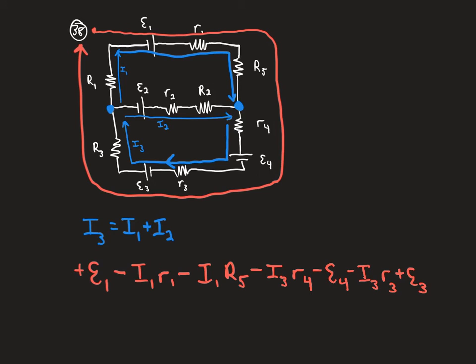Then I reach the corner. I'm going to go up through the circuit. I'm going up through R3. I3 is the current. They're both going up, so that's going to be negative, minus I3 R3.